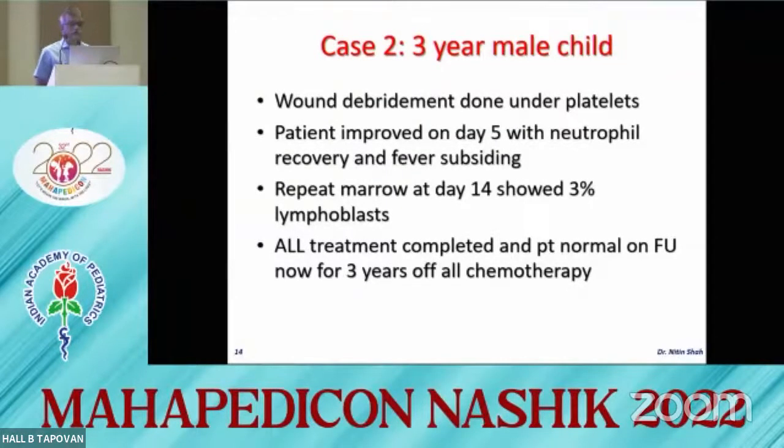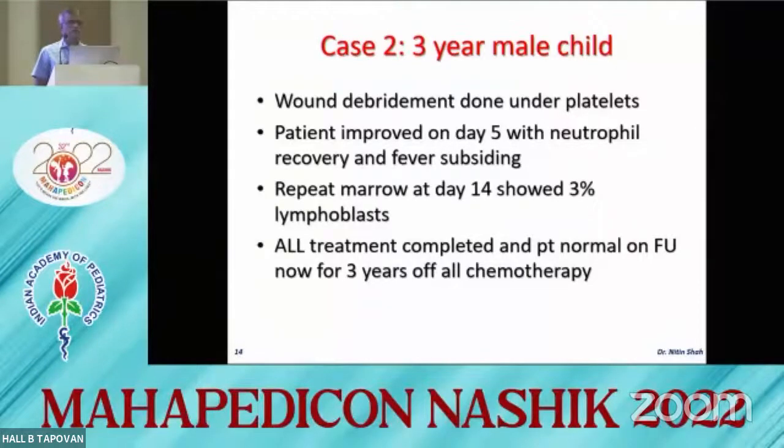How do I know it's leukemia? We repeat a marrow on day 14. Now, it shows 3% lymphoblast on IHC. Normally, you don't have 3%, 5% lymphoblast in someone who has received an ALL protocol and has 3% blast on day 14. In retrospect, now I know I was right in treating them as ALL.